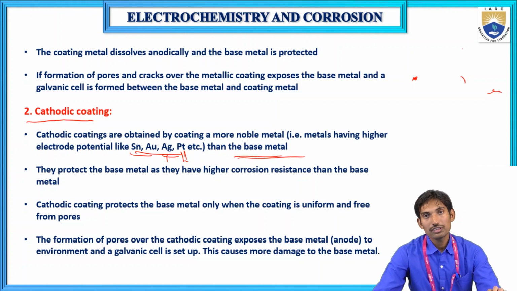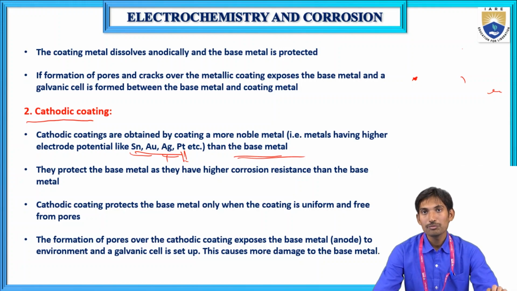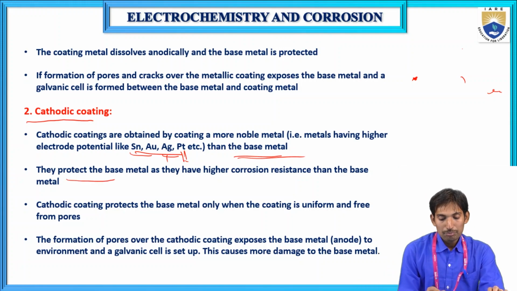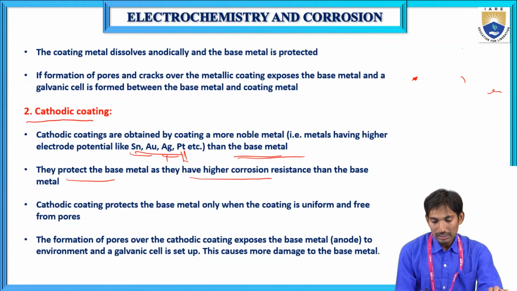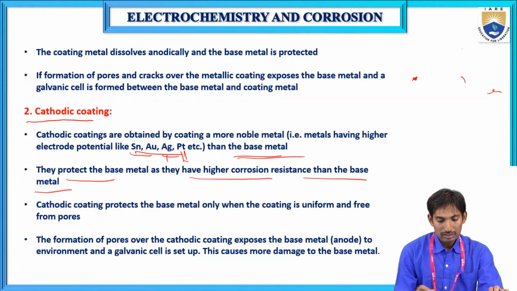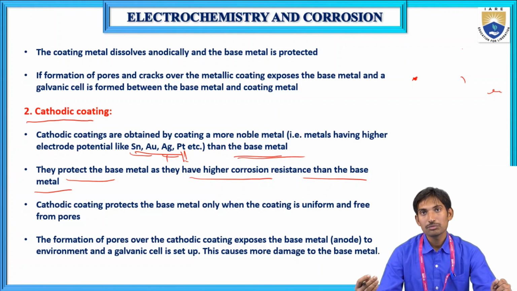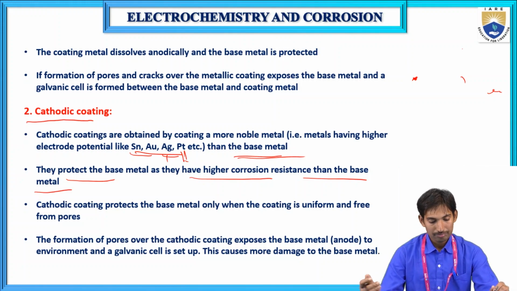In anodic coating, what are we doing? Our base metal will be coated with anodic metals. But in cathodic coating, we are coating our base metal with more cathodic metals. Now those are tin, etc. They protect the base metal as they have higher corrosion resistance than the base metal. In this case, our base metal will be protected with high resistance, meaning highly cathodic metals.